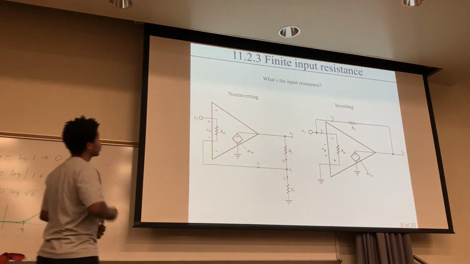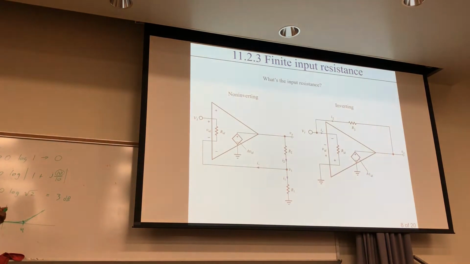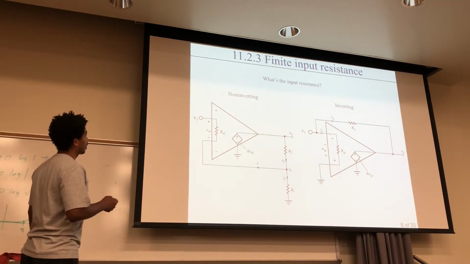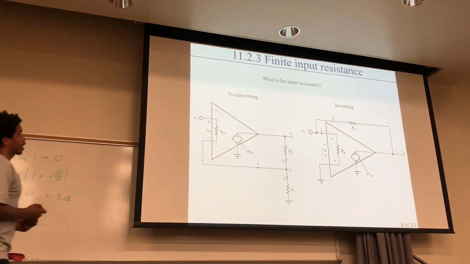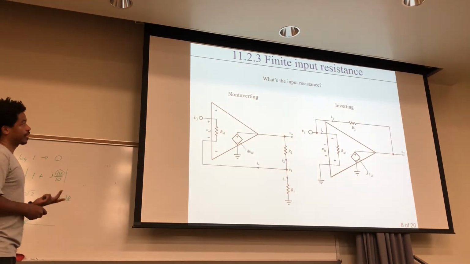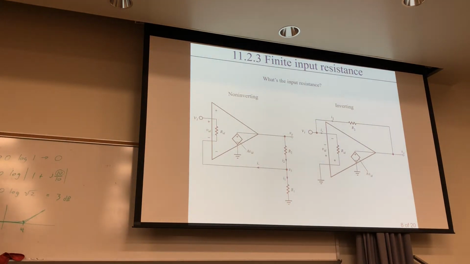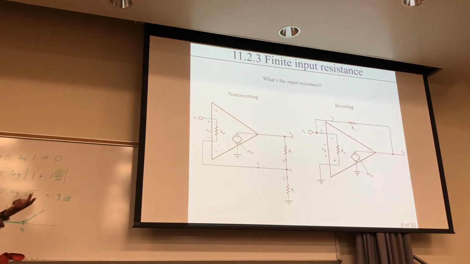Okay, so let's move on to infinite input resistance. So here's the kind of question we're going to be asking about these two types of op amps. So here's an inverting kind, here's a non-inverting kind right here. And what we'll do is we'll look at the input resistance as seen from the outside. Okay? And of course, if you want to look at the input resistance of something, what type of thing do you do to that circuit? Or even output resistance. What would you do to that circuit?